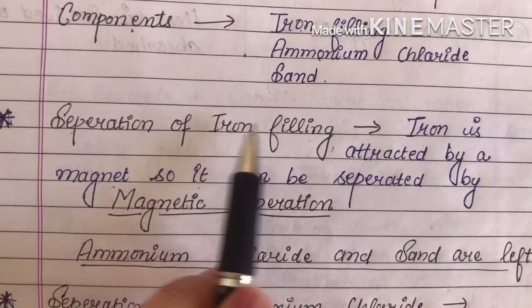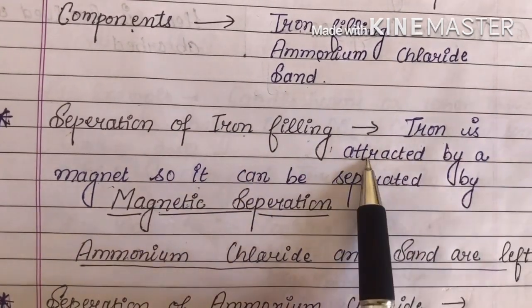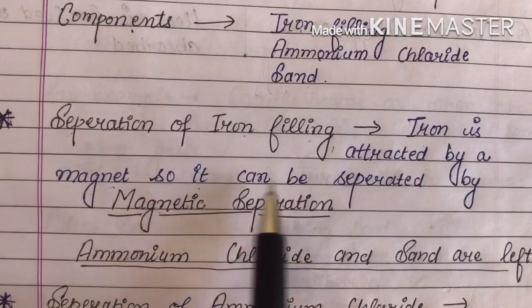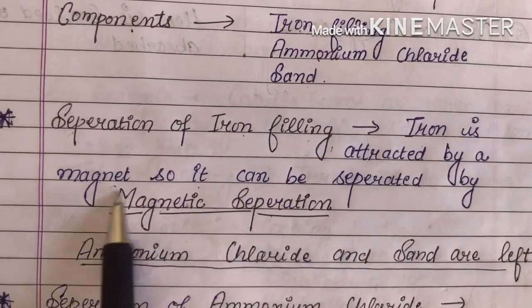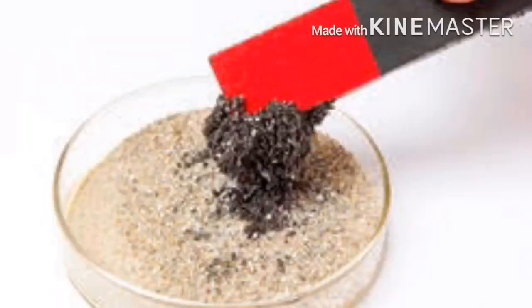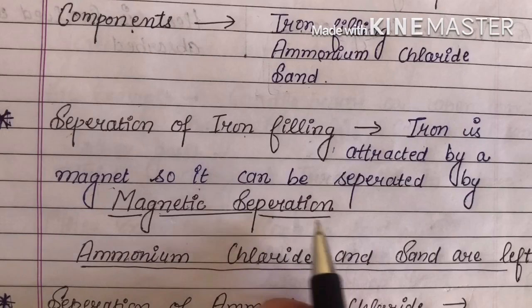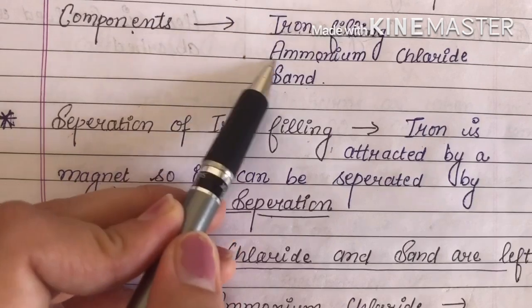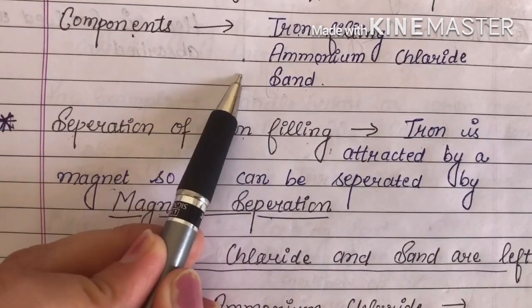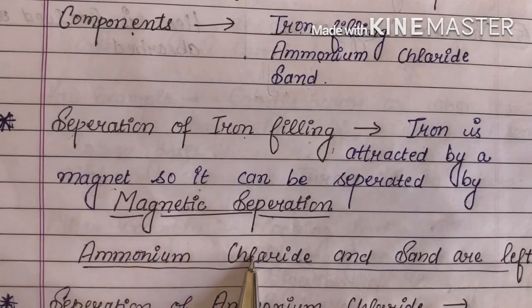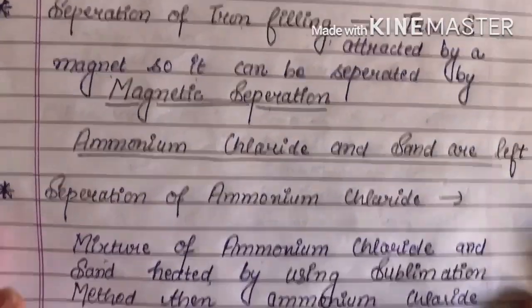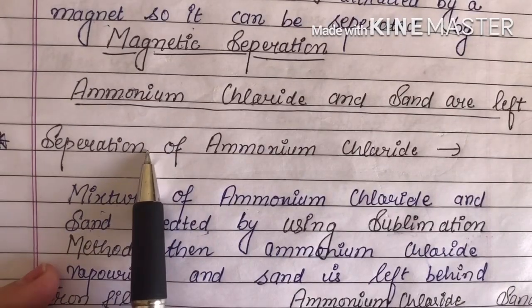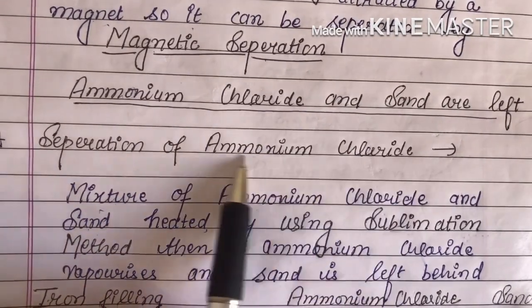You know that iron is attracted by a magnet, so it can be separated by using magnetic separation. When you place the magnet near the iron pieces, the magnet attracts the iron pieces towards itself. In this way we separate the iron filling from the mixture of iron, ammonium chloride and sand. Then we are left with ammonium chloride and sand. So then we have to use a method for separating the ammonium chloride.